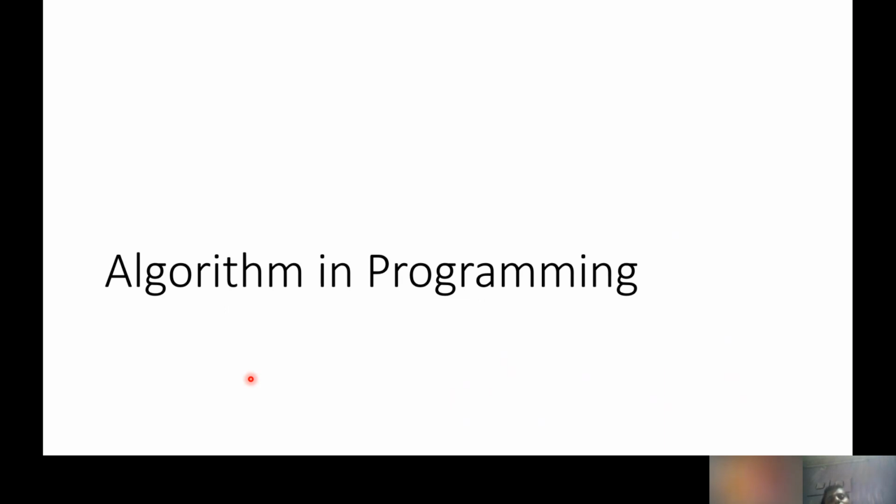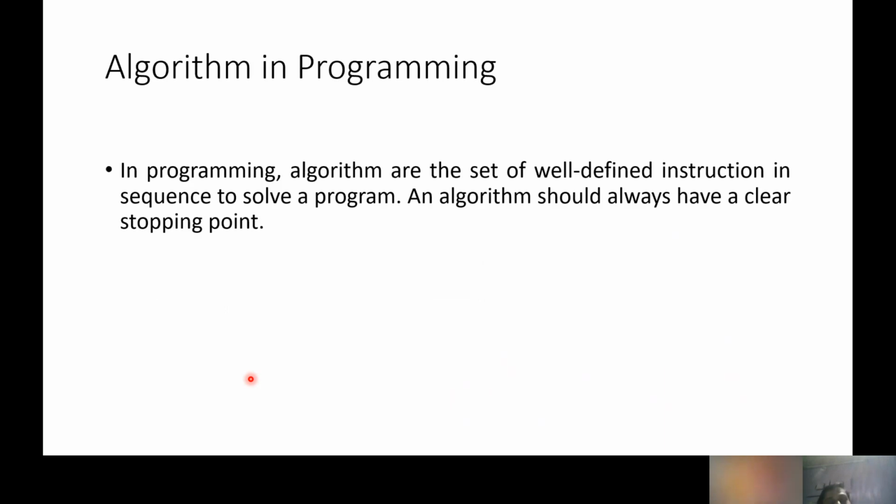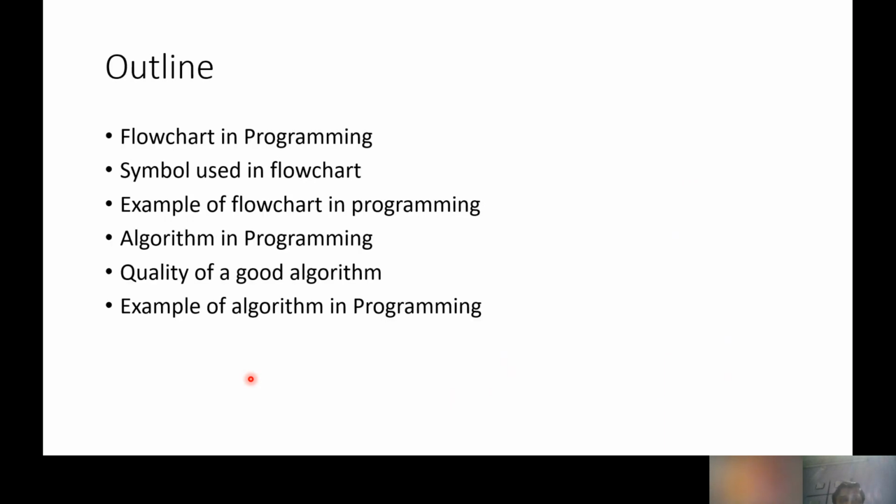What is an algorithm in programming? In programming, algorithms are a set of well-defined instructions in sequence to solve a problem. An algorithm should always have a clear stopping point. Okay.